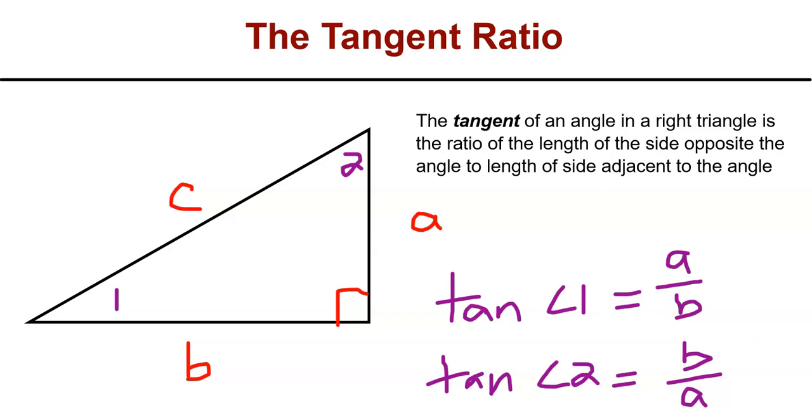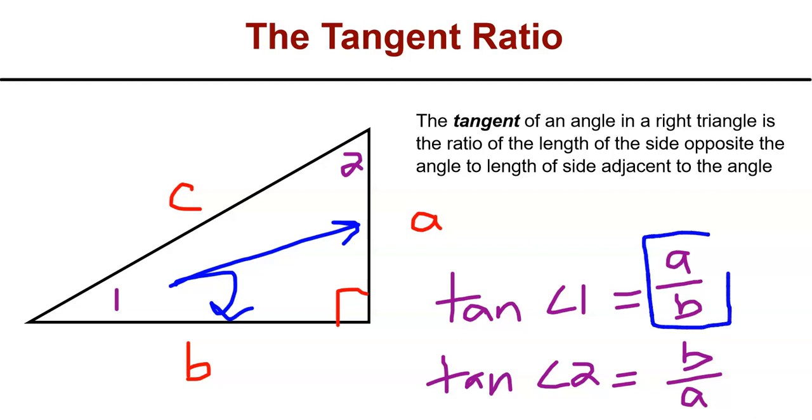So for angle 1 here, the side opposite the angle is A, and the leg adjacent to the angle is B. So the tangent of angle 1 is the ratio of A over B. Similarly, for angle 2, the side opposite angle 2 is B, and the leg adjacent to angle 2 is A, so the tangent of angle 2 is the ratio B over A. And that's true for tangent.